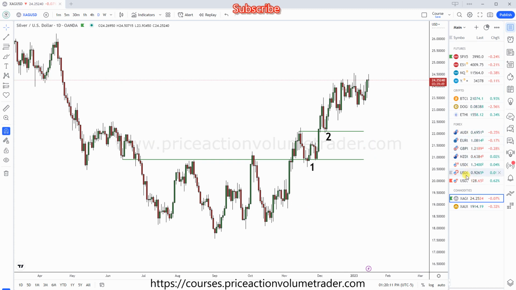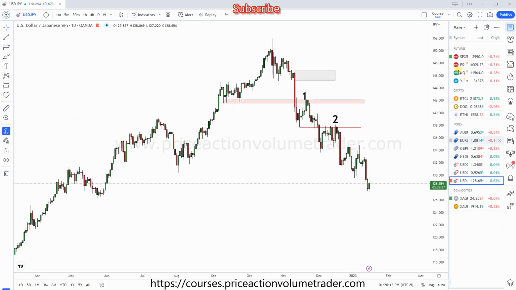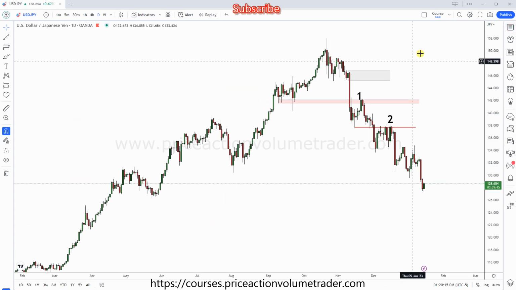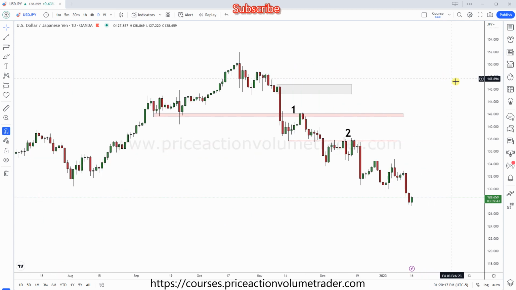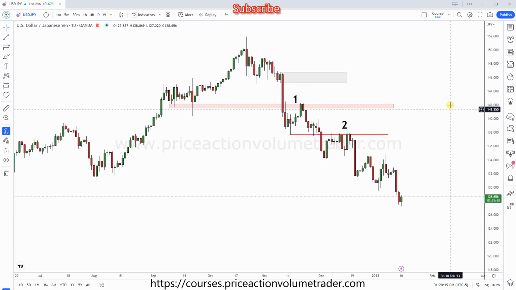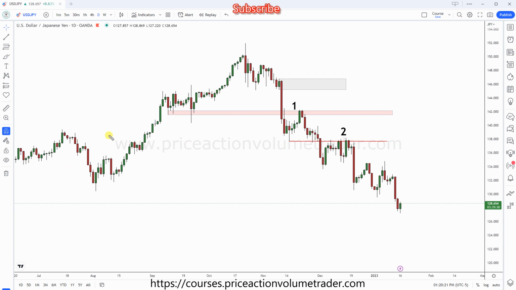Okay, let's look at an example now of a short entry. This is in Forex in the dollar yen. So what do we see here? Market was coming up. We had this support here. You can see 5 days and 5 days. We tried to break below this red zone and we couldn't. We rallied, we broke this high, market structure is up.